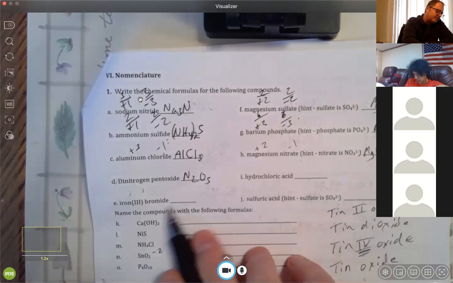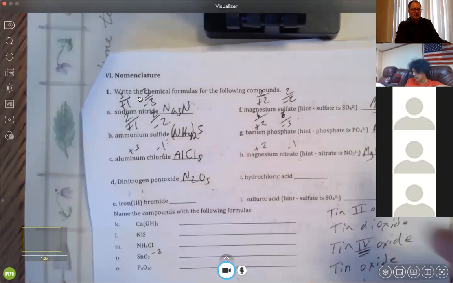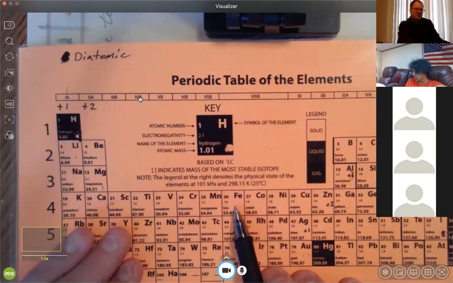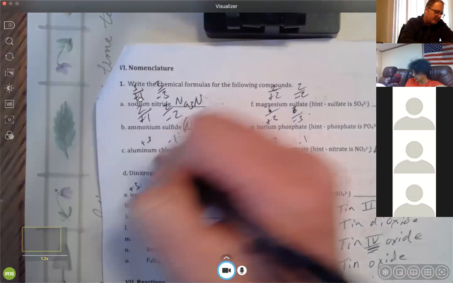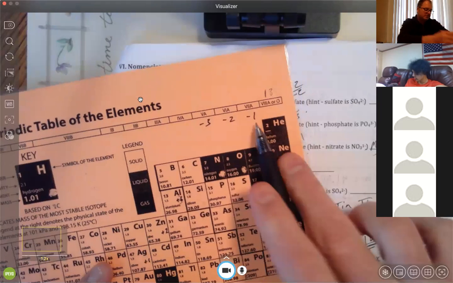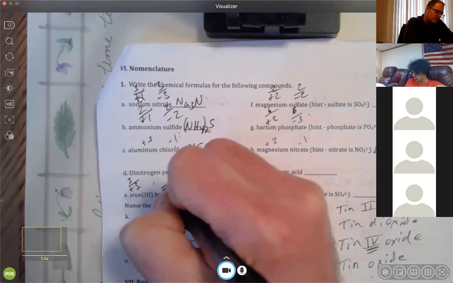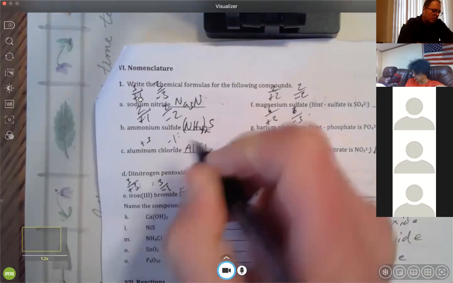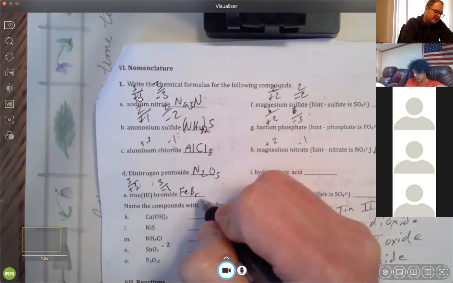Iron 3 bromide. That Roman numeral tells us the charge of the iron. We look at iron, it does not have a charge up here. So the charge of this iron is +3. Bromide has a -1 charge. Least common multiple of 3 and 1 is 3. That means that we have 1 iron and 3 bromides.